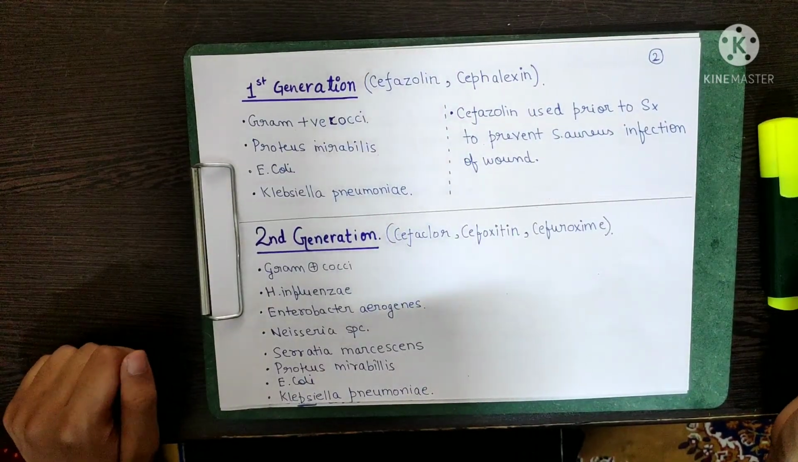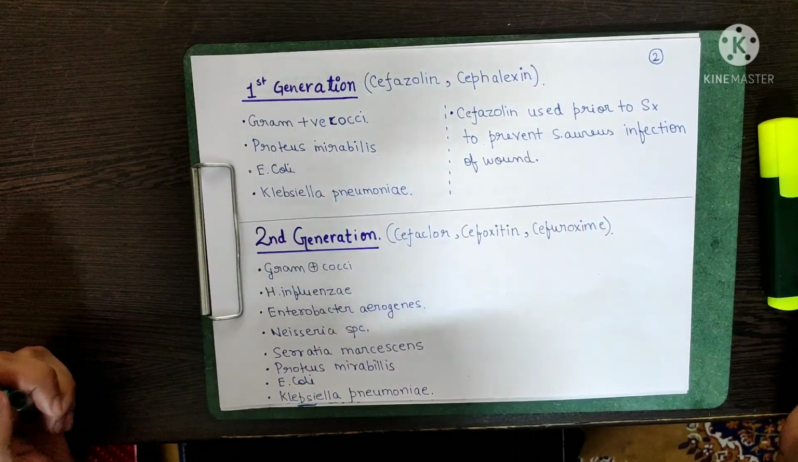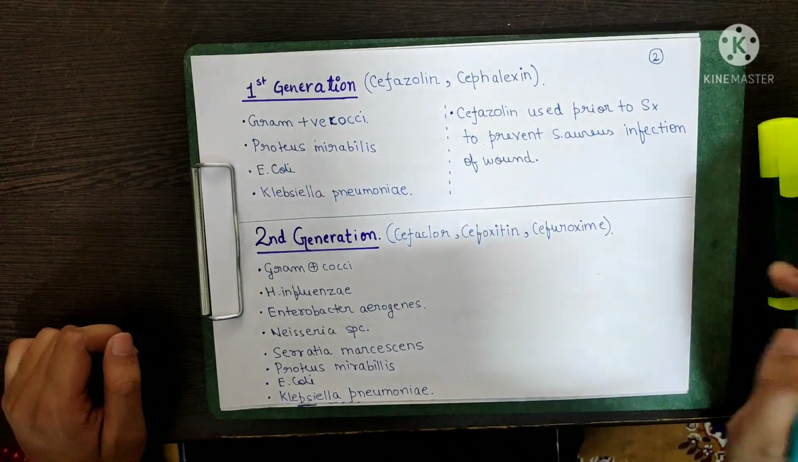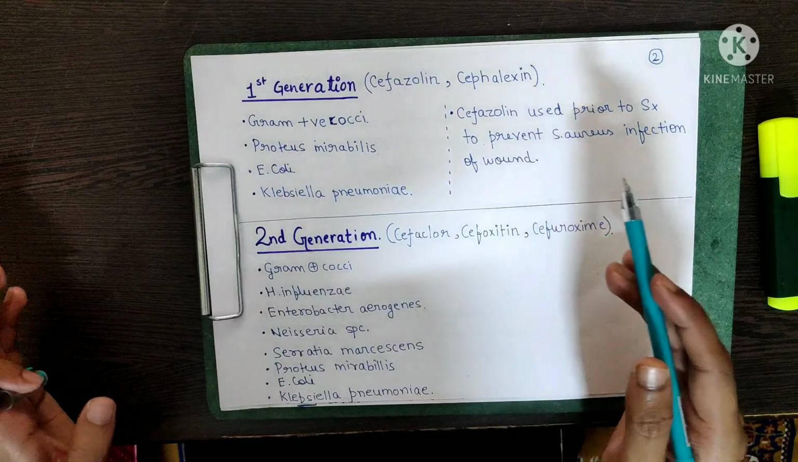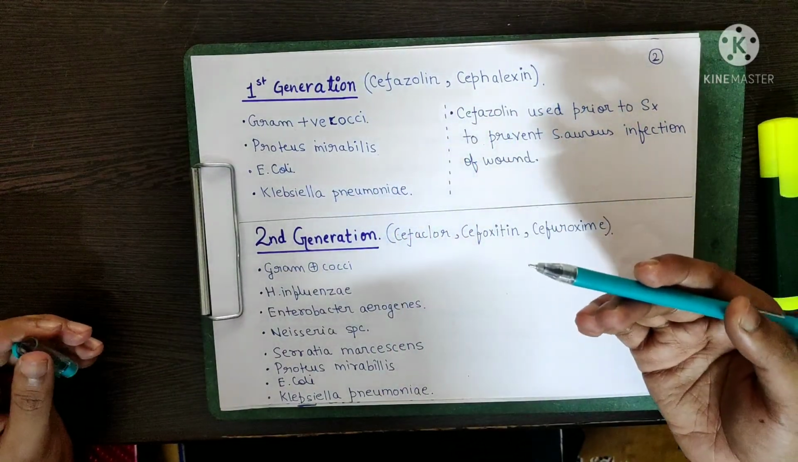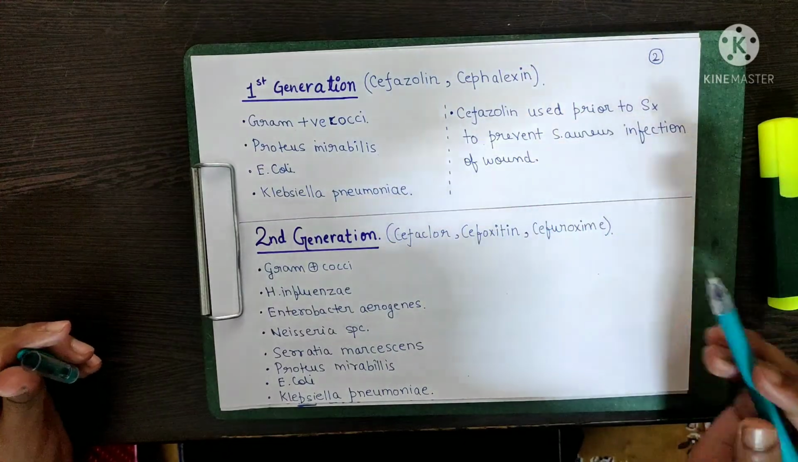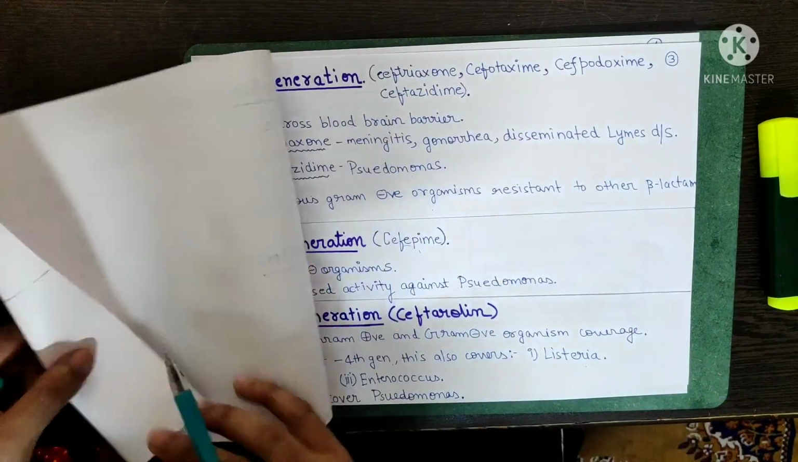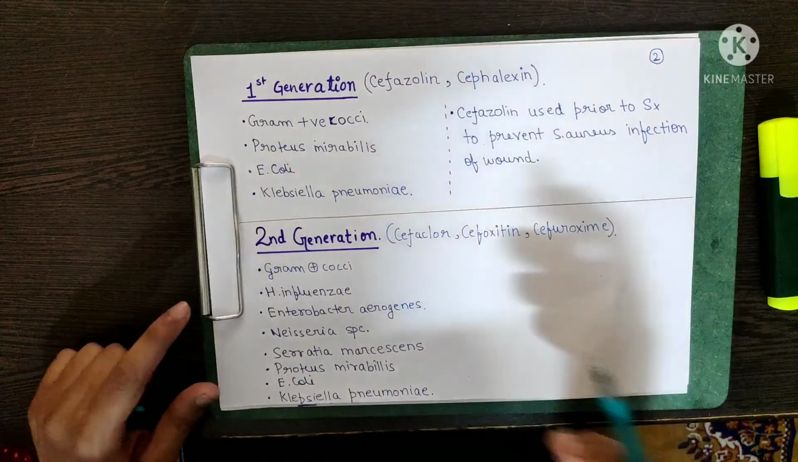Now coming to first generation cephalosporin. So what are the drugs that come under first generation cephalosporin? These are cefazolin and cephalexin. You have to just remember that they are cefazolin and cephalexin. There is no trick to remember it, or there is no concept behind it. You have to just rote learn the names of these generation class drugs.